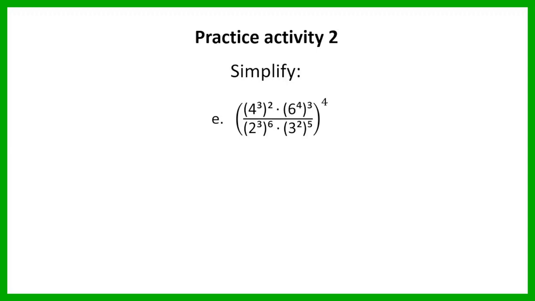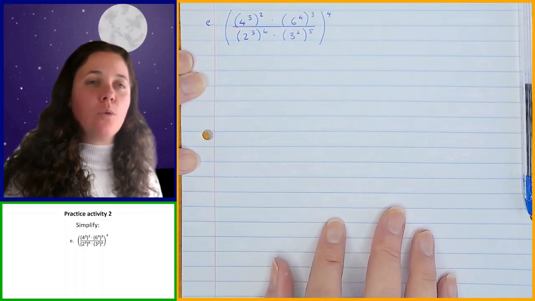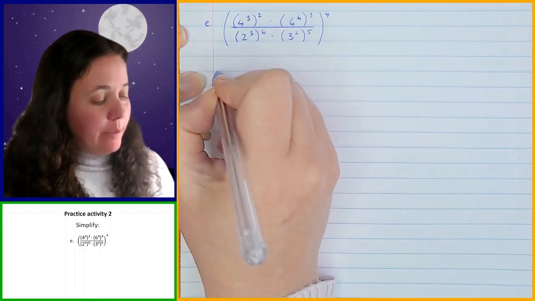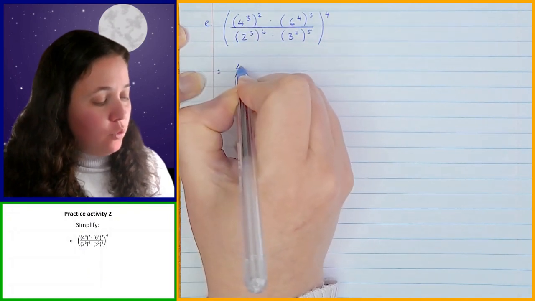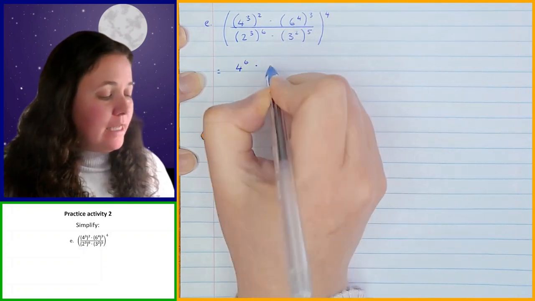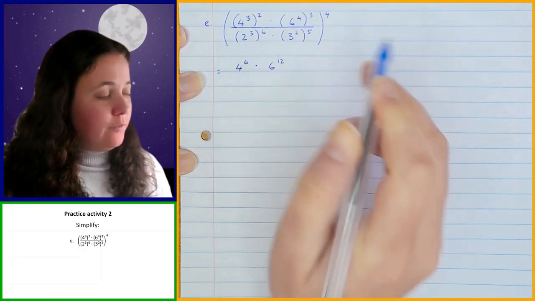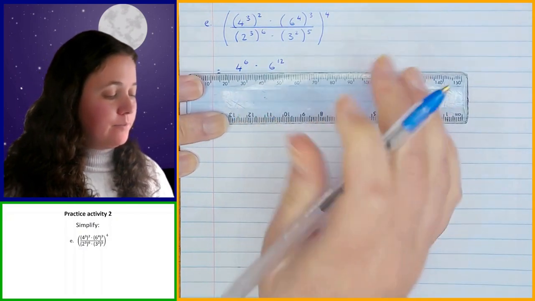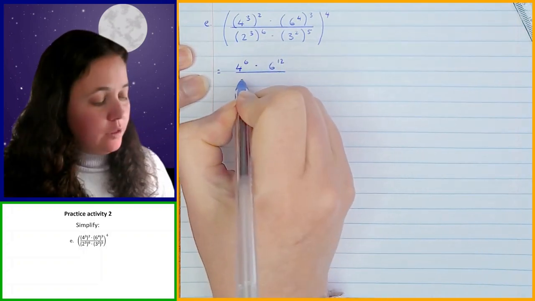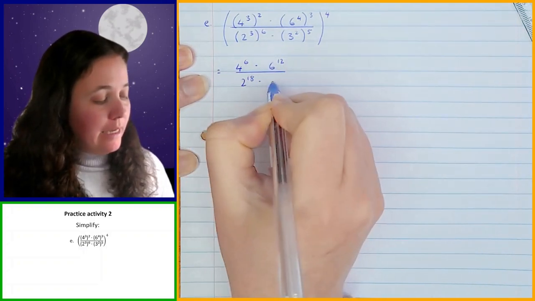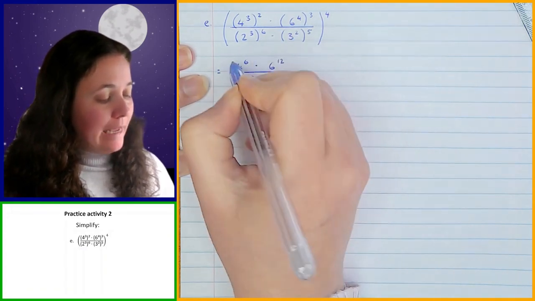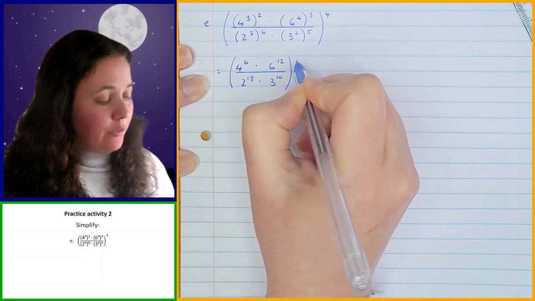Okay, so let's go through that example. So in question E, we had 4 cubed squared first to worry about. Okay, so 4 cubed squared is 4 to the power of 6 times 6 to the power of 4 cubed is 6 to the power of 12 over 2 cubed to the power of 6 is 2 to the power of 18 times 3 to the power of 2 to the power of 5 is 3 to the power of 10. Okay, and all of that is in brackets to the power of 4.